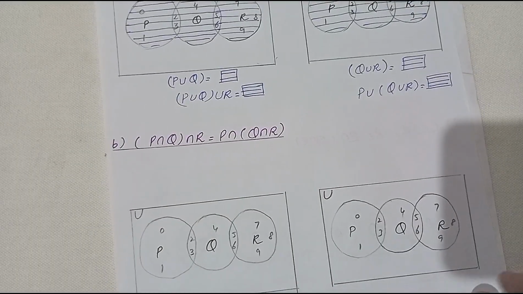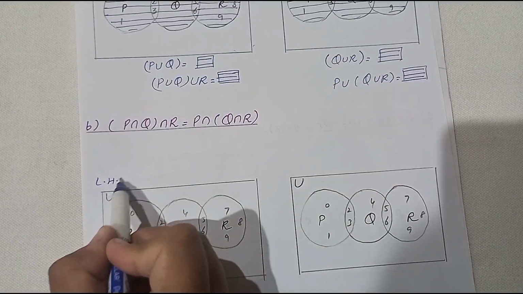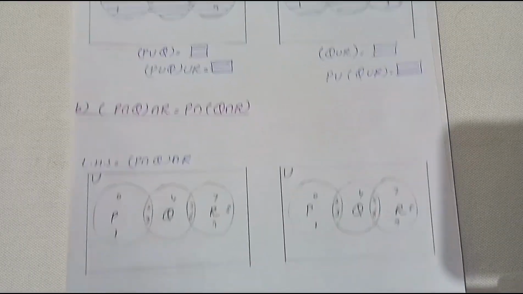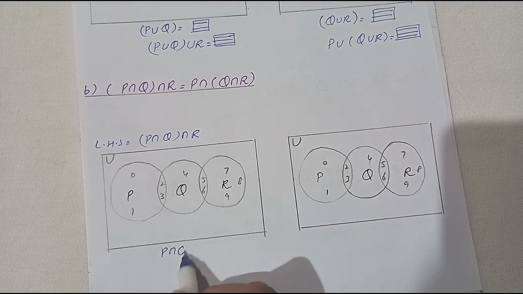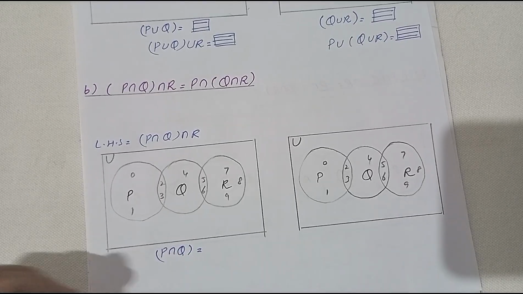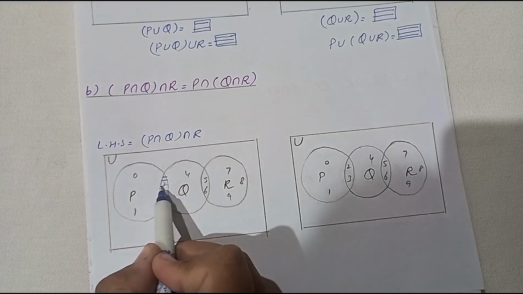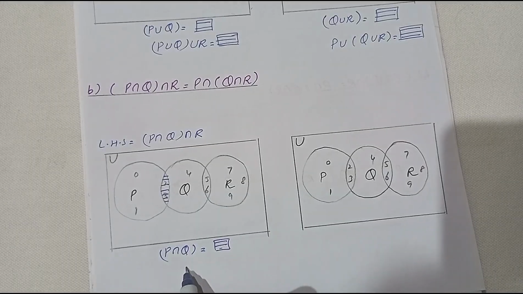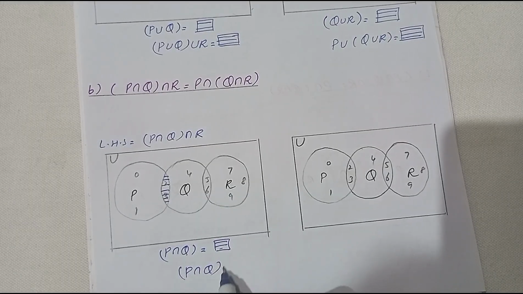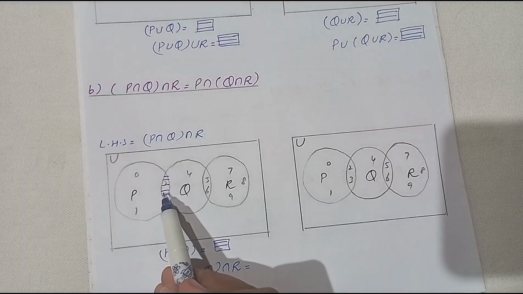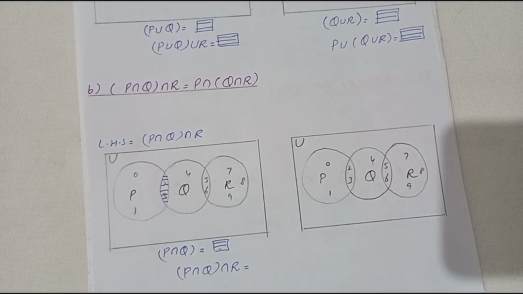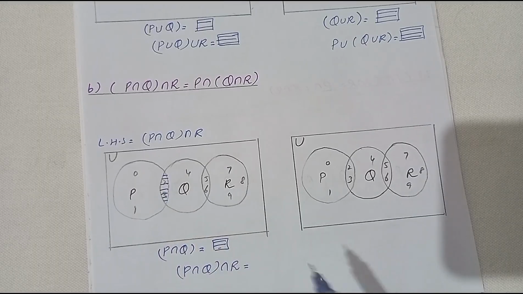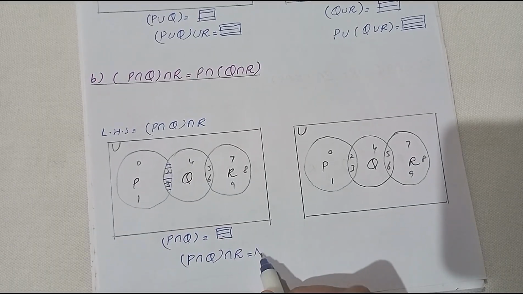So first considering the left hand side, that equals P intersection Q intersection R. So here the shading of P intersection Q means the common part of P and Q. The common part of P and Q is this part. We shaded it with the horizontal lines. Now P intersection Q intersection R is the common part of this shading and R. Since there is no common part of this shading and R, there is no shading.